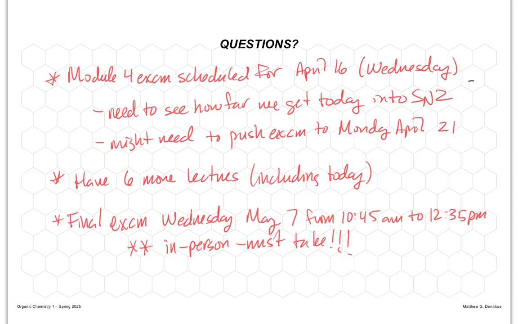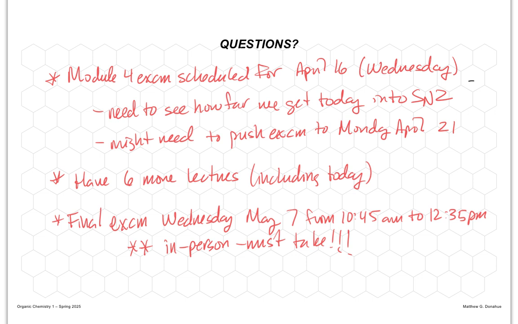I believe that's the correct time, 10:45 to 12:35. So the university gives you an allotted 2.5 hours or something like that, but the final is the ACS standardized exam. So you only get 110 minutes for that, unless you have an approved accommodation. That exam is the only one that you have to be here to take in person. It's a 70-question multiple choice exam. Please read the syllabus about the policies related to that. Basically, you have to be here to take it.